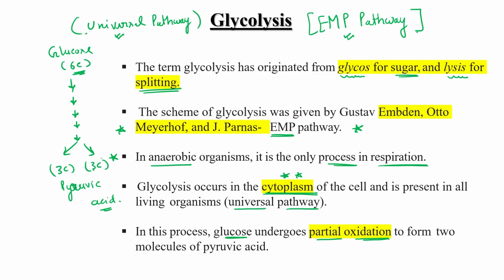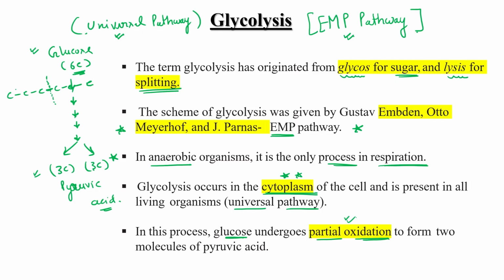So only a single splitting of one molecule of glucose into two molecules occurs, 1 2 3 4 5 6, only a breakdown of one carbon-carbon bond occurs. That's why we can use the term partial oxidation.